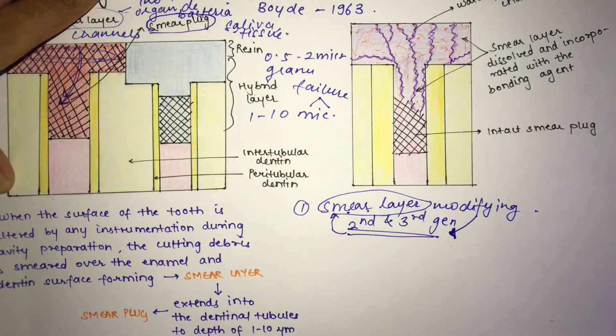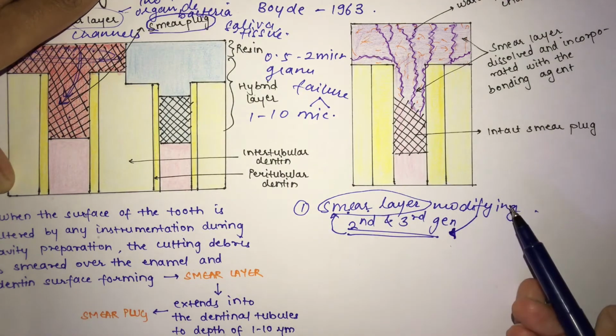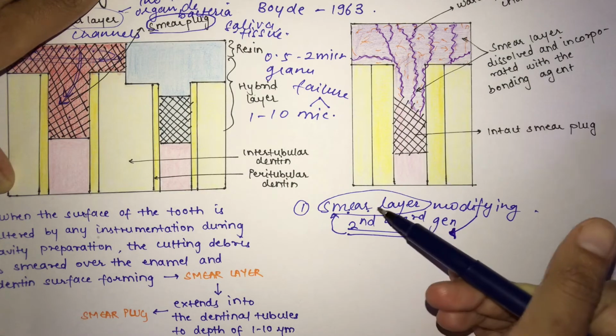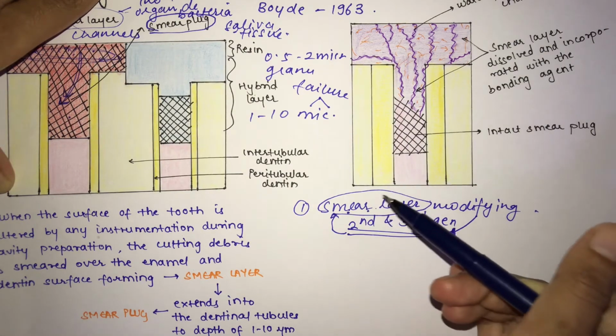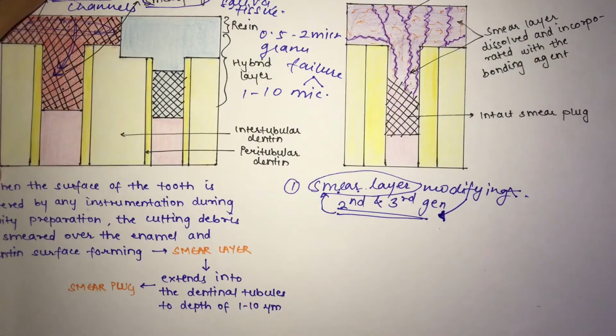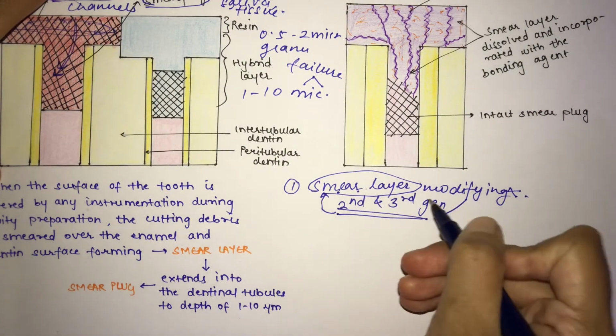But there's a disadvantage of this smear layer modifying. The disadvantage of this approach is the incorporation of the smear layer, which inhibits proper bonding and results in the loss of bond strength. So this was the first approach, that is the smear layer modifying.